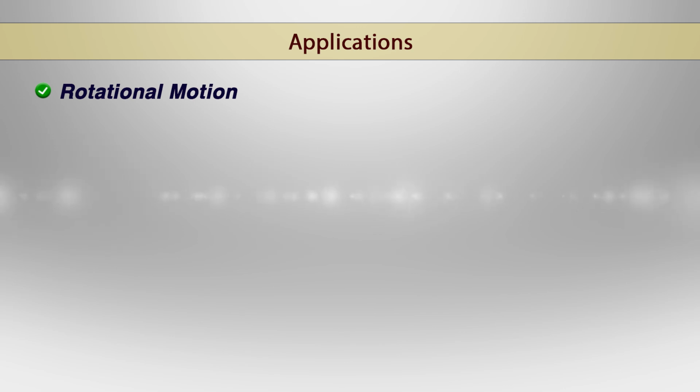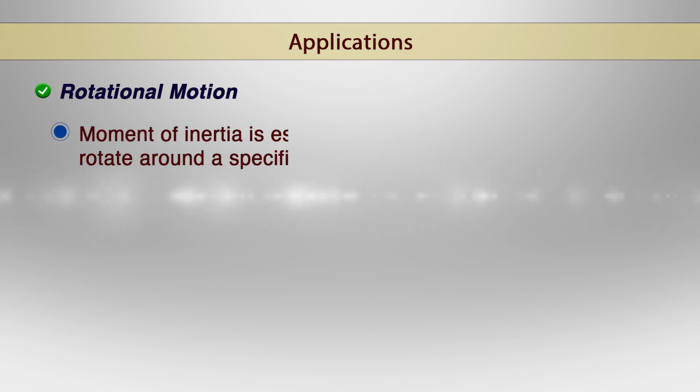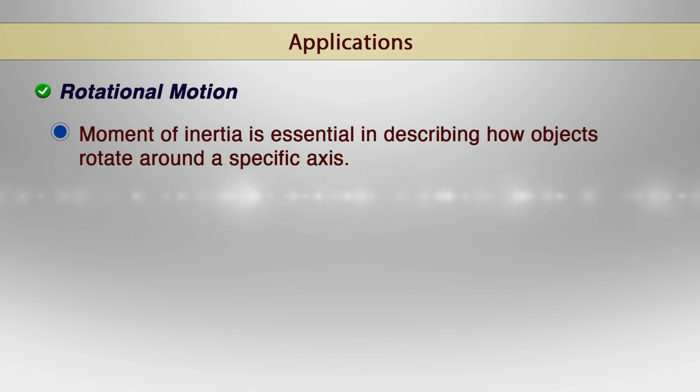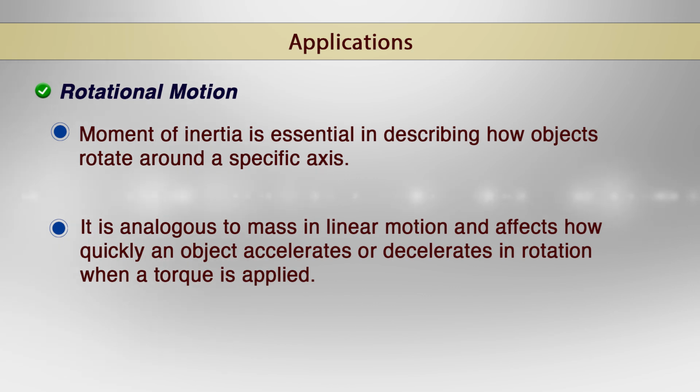Understanding the moment of inertia is crucial for analyzing and predicting the behavior of rotating systems and objects in both theoretical and practical contexts. Rotational motion. This is the first application of moment of inertia. Moment of inertia is essential in describing how objects rotate around a specific axis. It is analogous to mass in linear motion and affects how quickly an object accelerates or decelerates in rotation when a torque is applied.